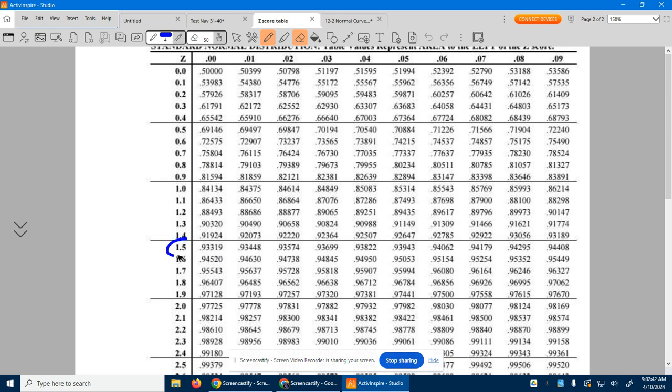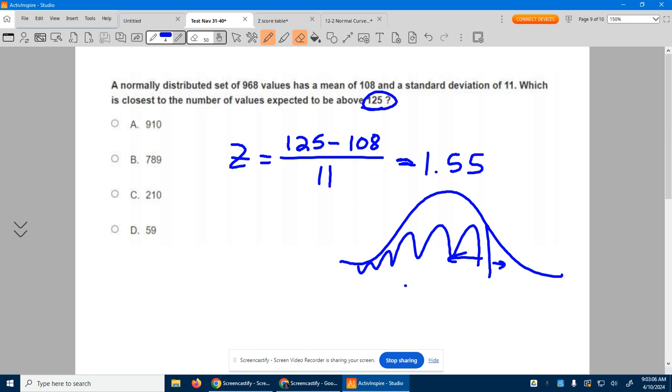Here's 1.5, and then here's 1.51, 1.52, 3, 4, and this is the guy we want. So let's scroll over to there. Boom. 93.9% are to the left of us. Okay. So 0.93943 are that way. So we want to figure out how many are to the right.